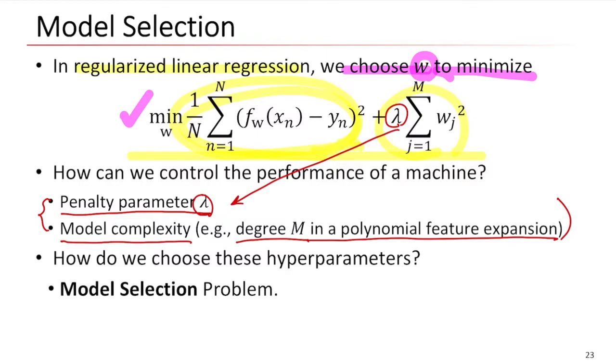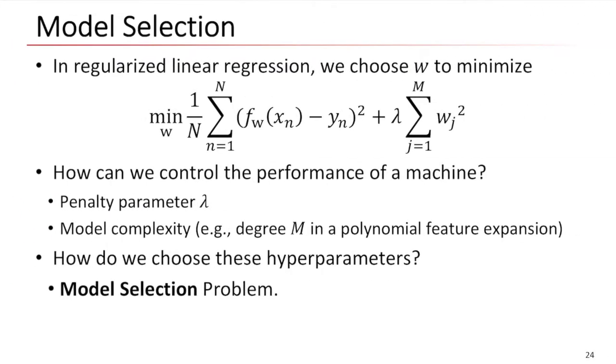Let's say these two kinds of things are hyperparameters, lambda or the degree m. Then how can we choose the best hyperparameter? This is the model selection problem. Model selection means finding the optimal hyperparameter in the machine learning algorithm. So let's see the model selection. What is the model selection problem?